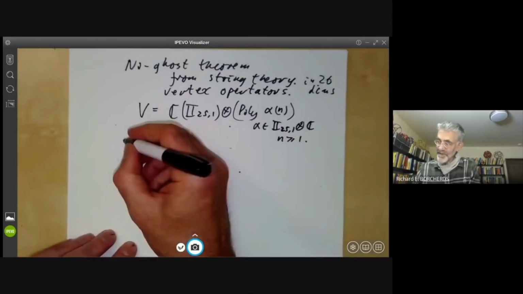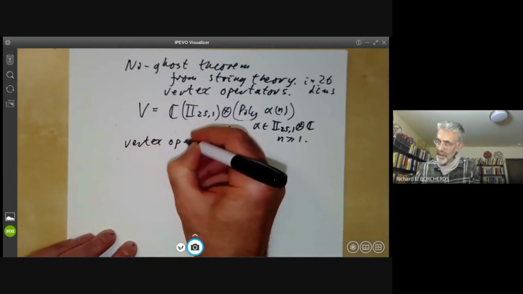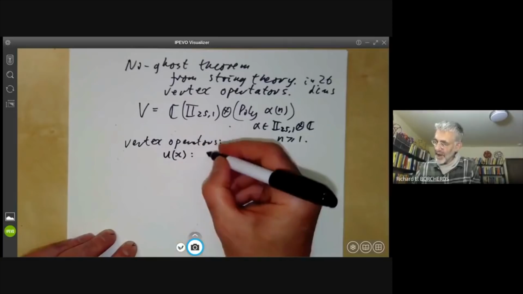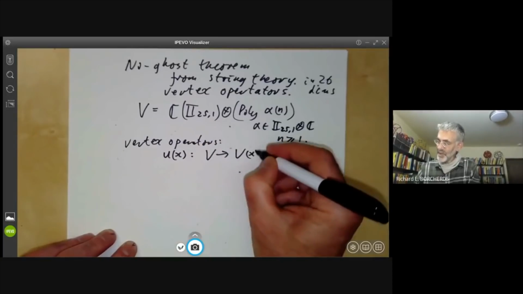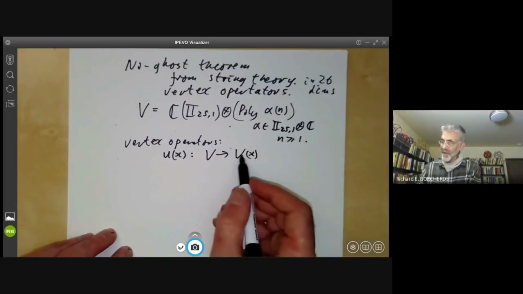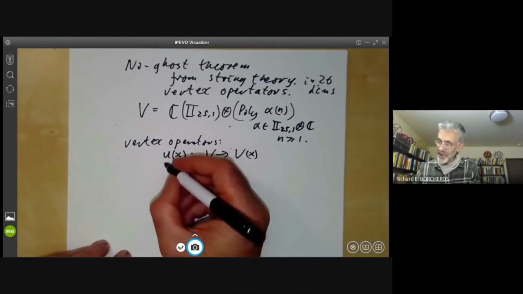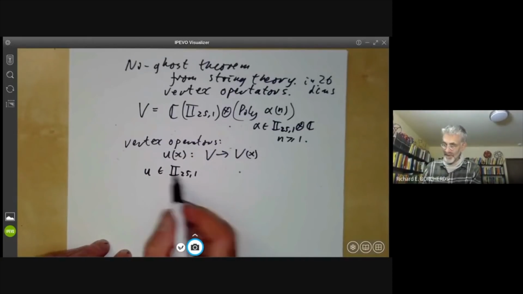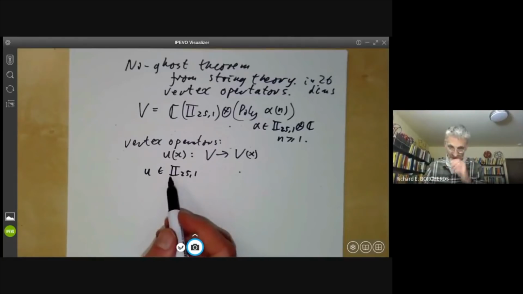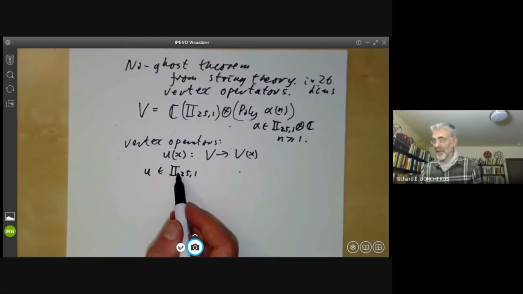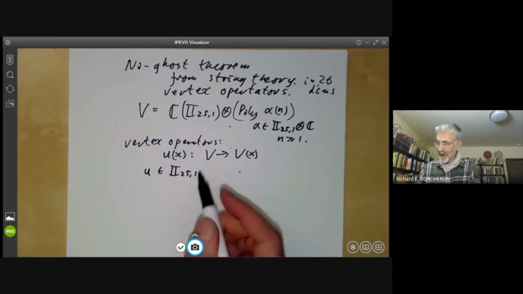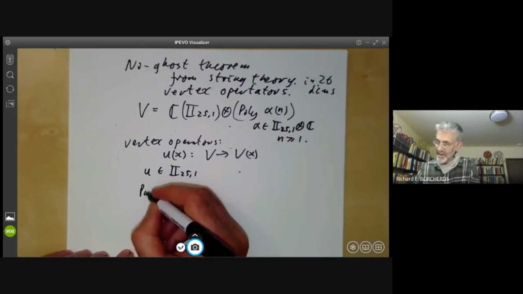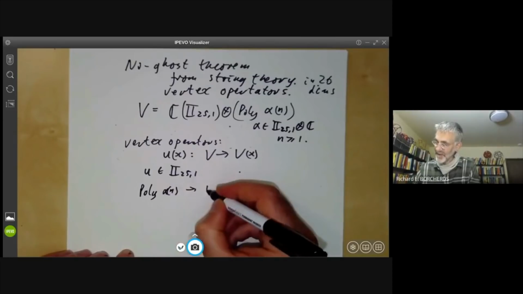And string theory gives you vertex operators, which are formal power series mapping V to formal power series, or rather Laurent series, with coefficients in V. And you get such an operator for u in the lattice 25,1. So these were the original vertex operators, which you write by exponentiating something complicated and normal ordering it and so on. And we also get vertex operators from polynomials in the alpha n's. So these give you another vertex operator.